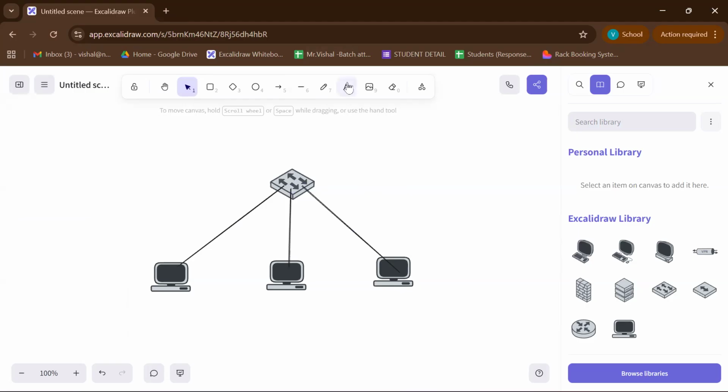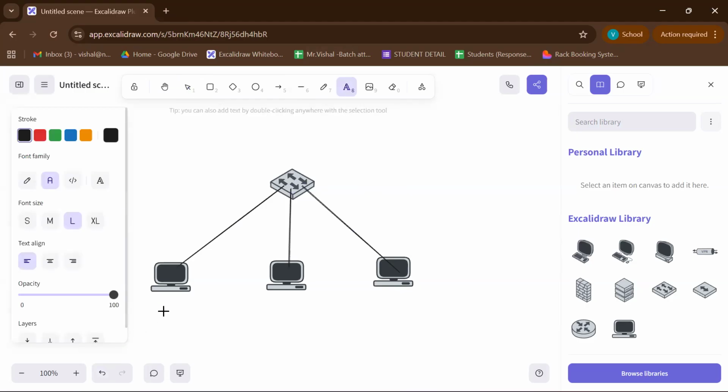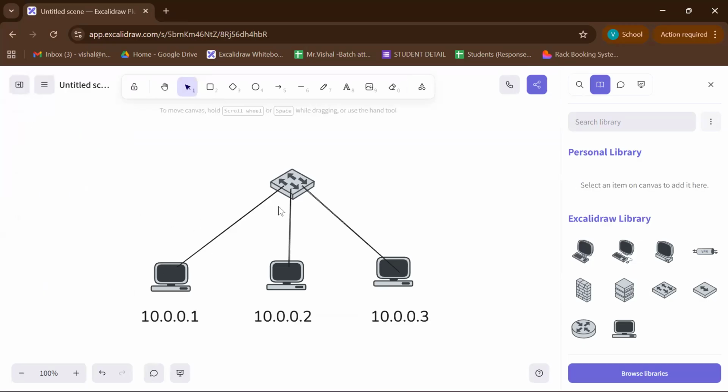Now, let's consider that here we have three PCs. The first has the IP 10.0.0.1. The second PC has the IP 10.0.0.2/24 only. And the third PC has the IP 10.0.0.3. Okay. Now, if for example, PC1 wants to communicate with PC3, what will happen?